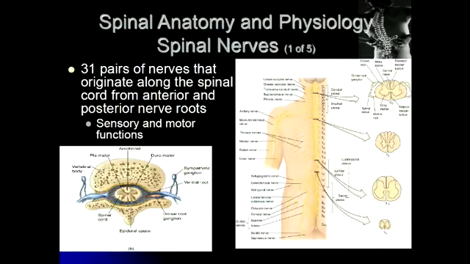There are 31 pairs of nerves that originate along the spinal cord from each of the vertebral bodies. There's anterior and posterior nerve roots, and they come together. These nerve roots serve both sensory, where you feel like hot or cold or pain, and motor function by going out to the muscles of the body itself and making things move.